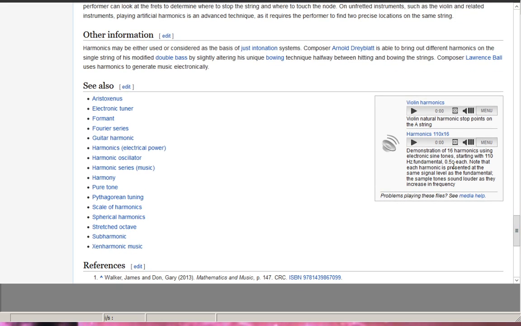Demonstration of 16 harmonics using electronic sine tones starting with 110 Hz. Note that each harmonic is presented at the same signal level as the fundamental. The sample tones sound louder as they increase in frequency. Damn, that's loud.